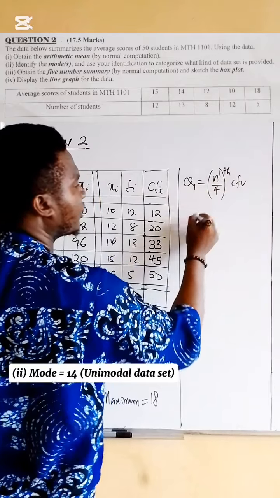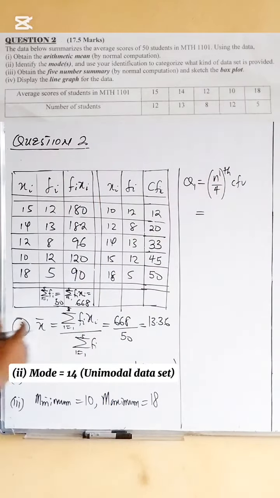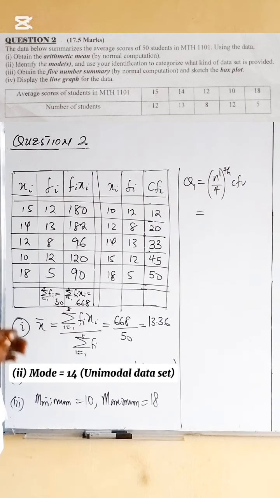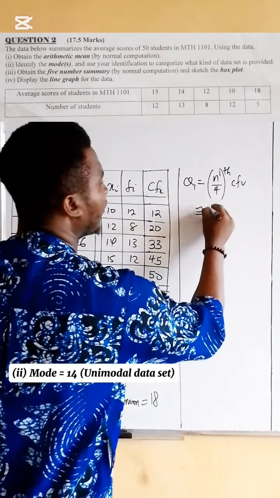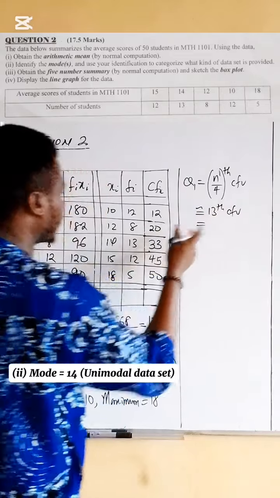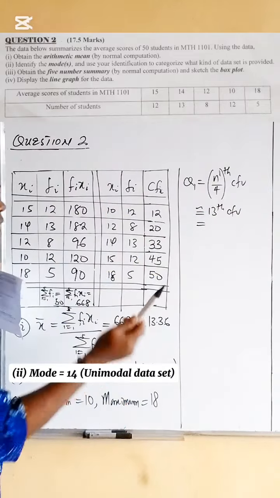Cumulative frequency value, CFV. Now, please take note, your n is your total frequency, which is 50. And 50 divided by 4 will give us 12.5, approximately 13. So this will give us approximately the 13th cumulative frequency value. How do you know it?